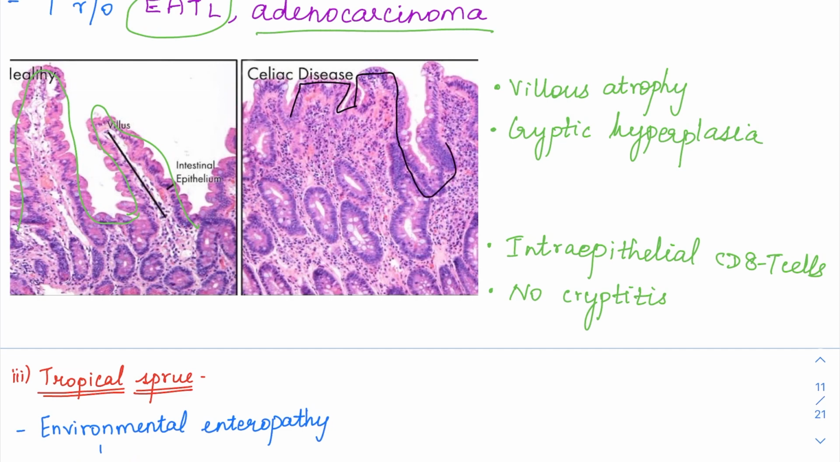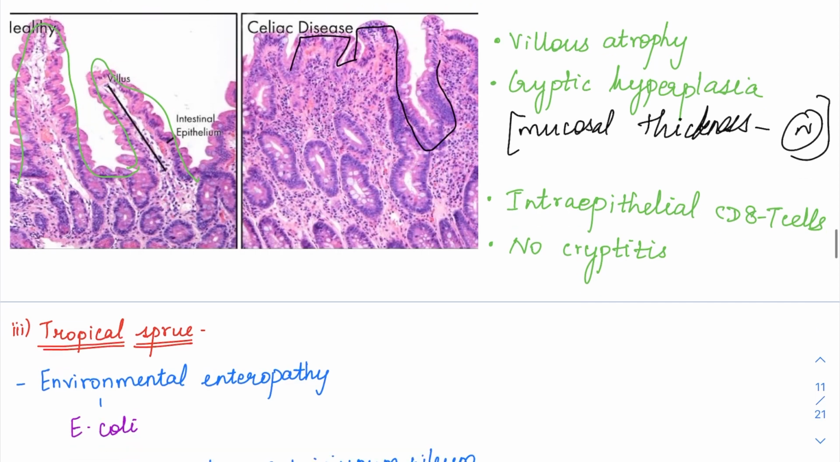But there is going to be regenerative hyperplastic crypts. So lots of crypt hyperplasia will be there. Even though the villus is atrophied, the crypt hyperplasia will be there, so this is going to match up, and the mucosal thickness will be normal. This is very important: mucosal thickness is normal in celiac disease, even though there is villus atrophy, because there is compensatory crypt hyperplasia. The most important T cell here was CD8 T cells.